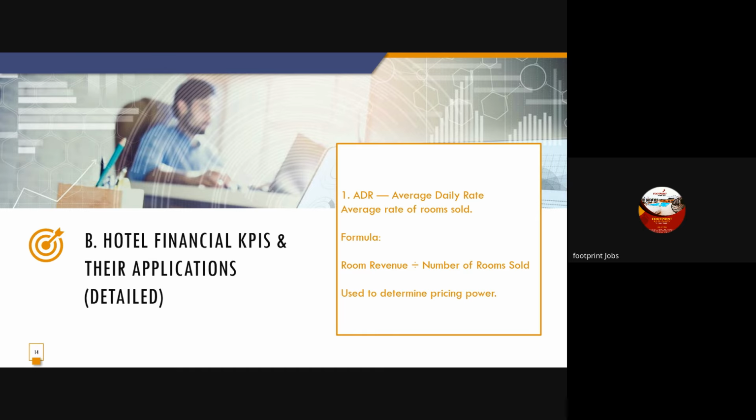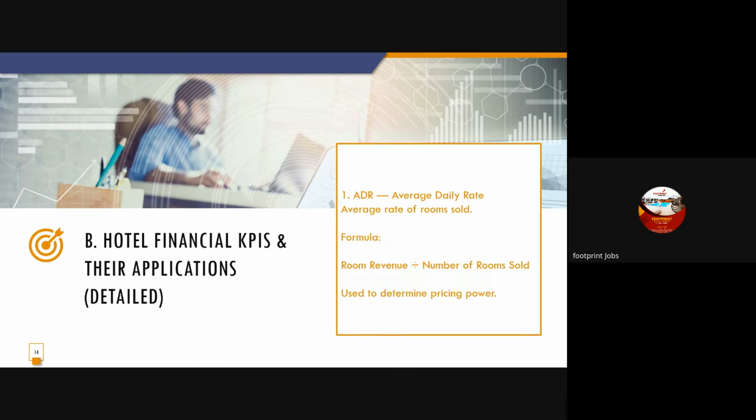So you can do the math. Let's say 6 million divided by 40 rooms sold. The number you actually get is your average daily rate. If you do the math, maybe you can drop it on the group or drop it on the chat. Let's know how much you get. Whatever amount you get, when you divide 6 million by the 40 rooms that you sold, that is your average daily rate.